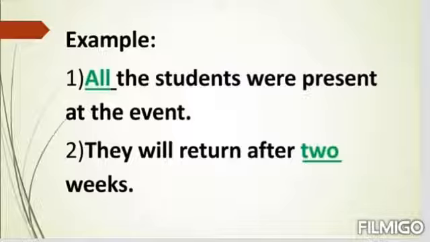Let's look at these examples. All the students were present at the event. In this sentence, all is the adjective and it tells us about the number of students. They will return after 2 weeks. In the second sentence, 2 is an adjective and it tells us about the number of weeks.